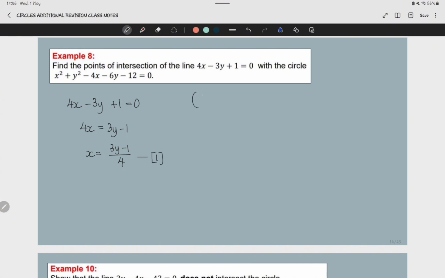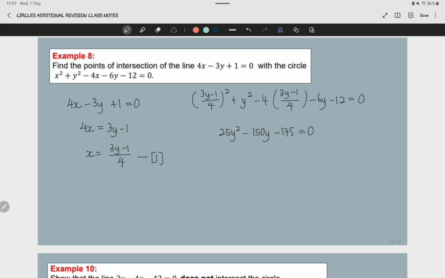Okay, so let's say I write it like this: 3y minus 1 over 4 squared plus y squared minus 4 times x, minus 6y minus 12 equals 0. So you move this here, move that there. I think you can expand it on your own. Then eventually you will get 25y squared minus 150y minus 175 equals 0.